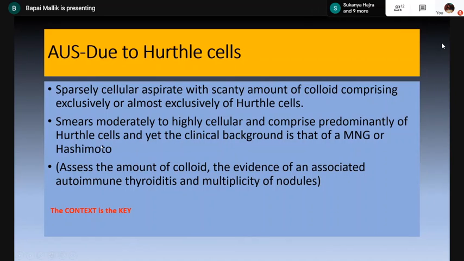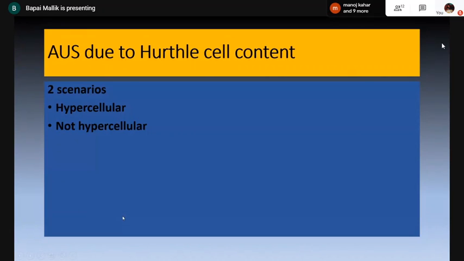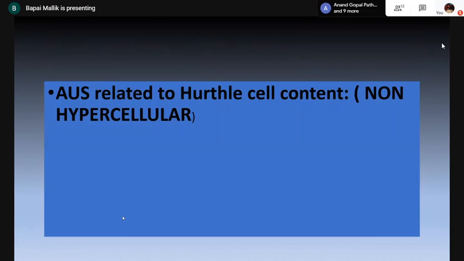So basically you have to assess the amount of colloid, the evidence of an associated autoimmune thyroiditis, and multiplicity of the nodules. So the context is the key. The AUS due to Hürthle cell, I like to look at it from two scenarios, where there are lots of Hürthle cells and where there are very few Hürthle cells. So I'm going to start off with where there are very few Hürthle cells, which I use a kind of a negative term called non-hypercellular.